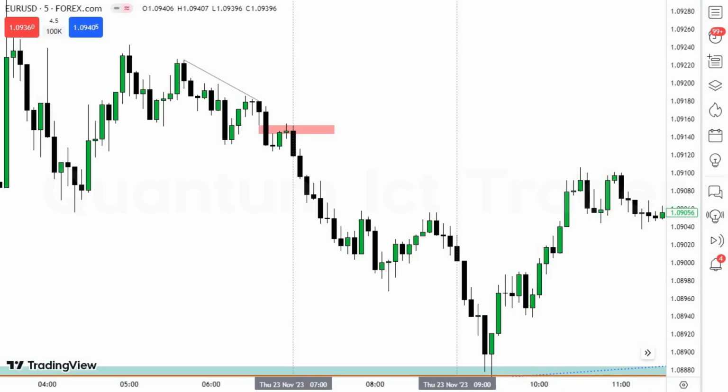So here is another example of a silver bullet setup, and this one is for the New York session, 7 AM to 9 AM. You could see there was a small fair value gap, and at our time window on 7 AM this down close candle tapped into that fair value gap and went lower.